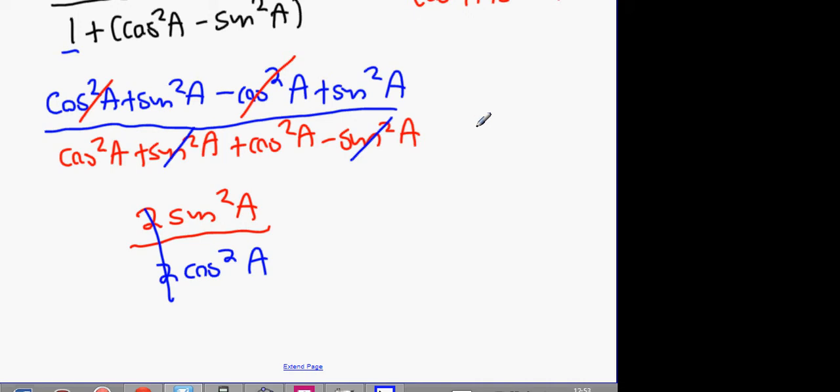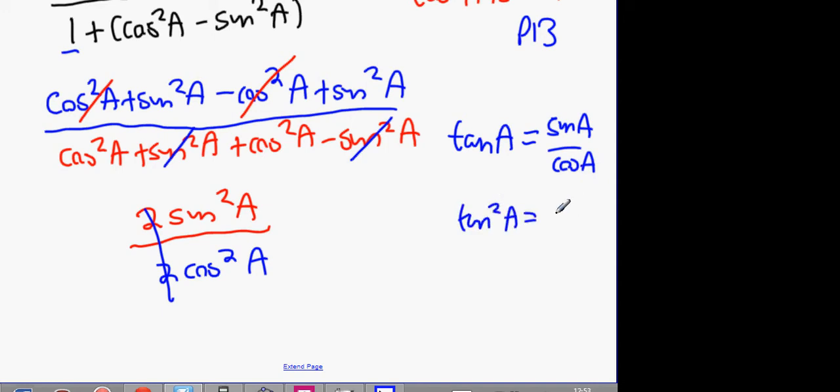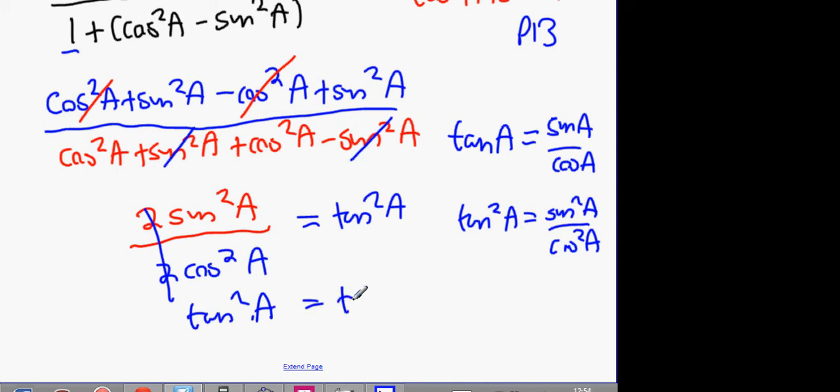I go back to my bag of tricks, and I'm going to read tan a on page 13. Tan a equals sine a divided by cos a. By this logic, tan squared a should be equal to sine squared a over cos squared a. And then from that logic we can now say that tan squared a equals tan squared a. You can basically say LHS, left hand side, equals right hand side.